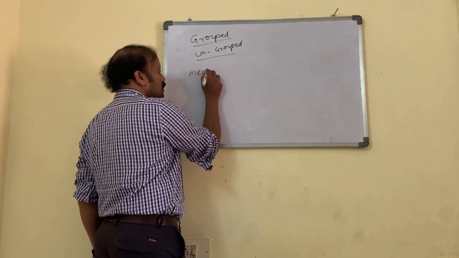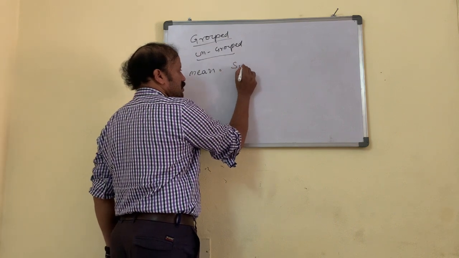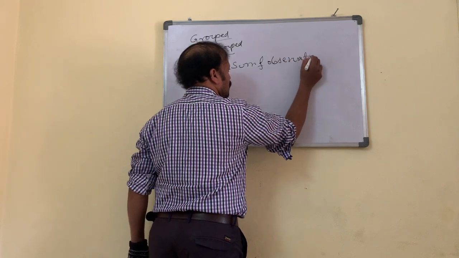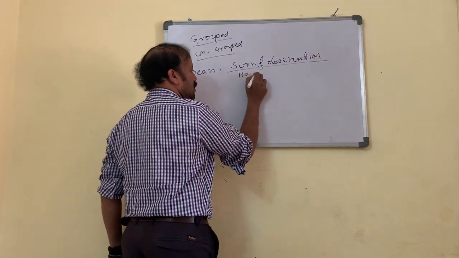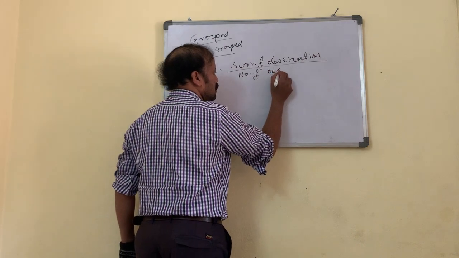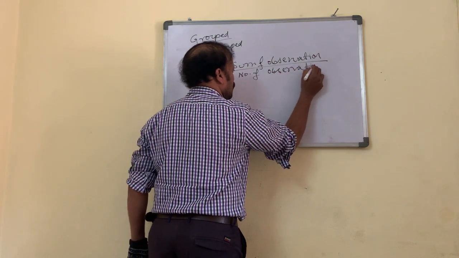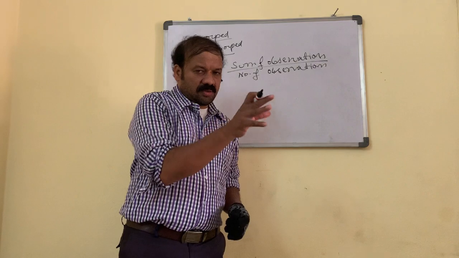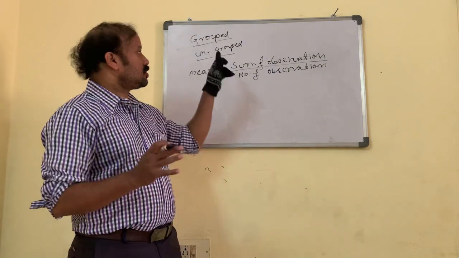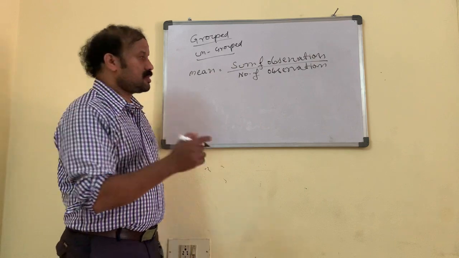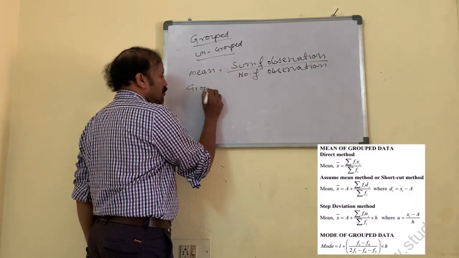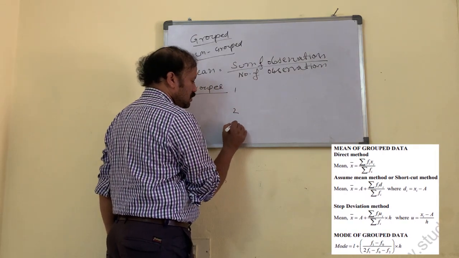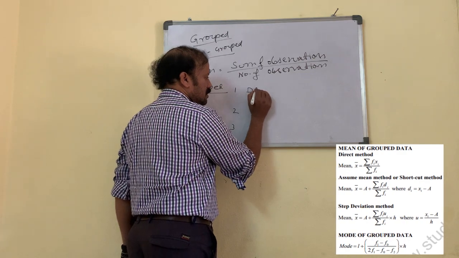Mean in ungrouped data is simple: sum of observations by number of observations. That is the mean for ungrouped data. In the grouped data, three formulas are there for group mean: 1, 2, 3. The first one is the direct method.